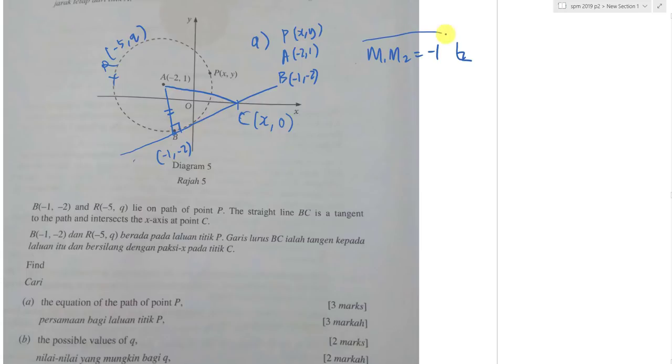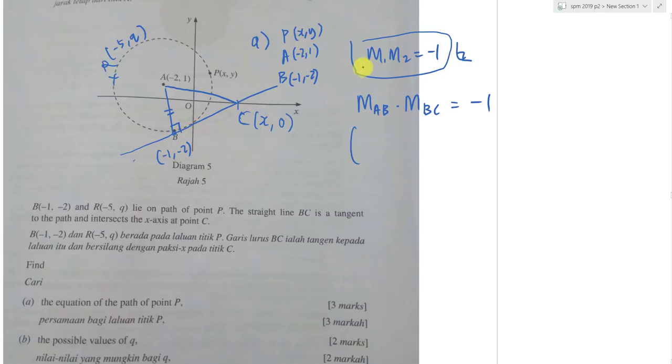Remember this formula, very, very useful in this topic. So yeah, I can get a gradient of AB. Then I know if I multiply gradient of AB by gradient of BC, I should get negative 1 because they are 90 degrees.